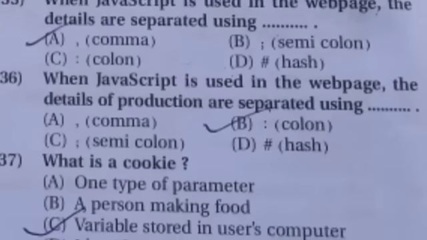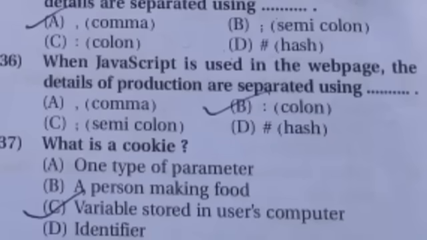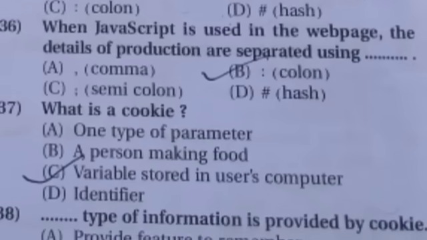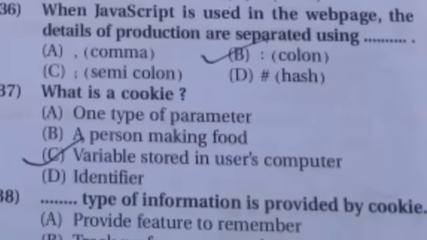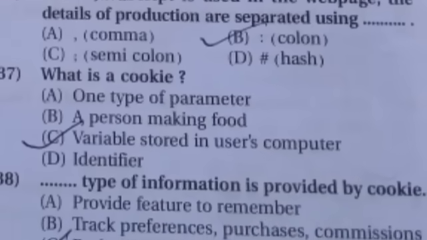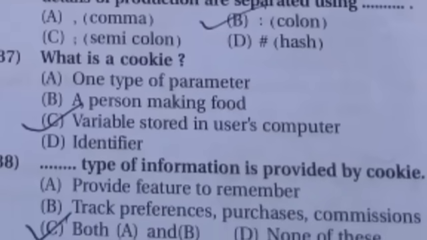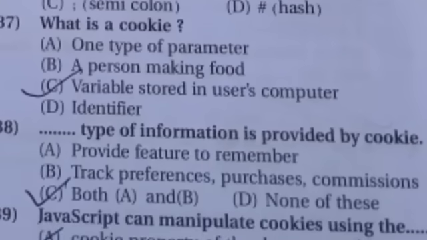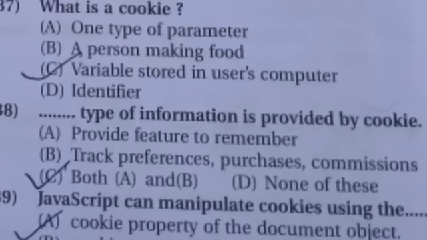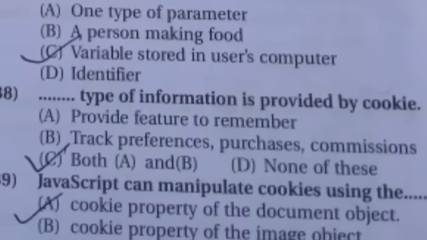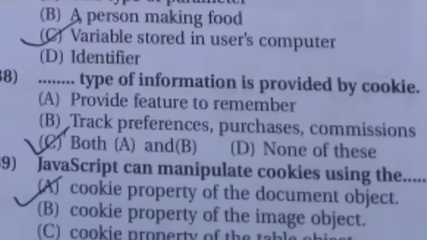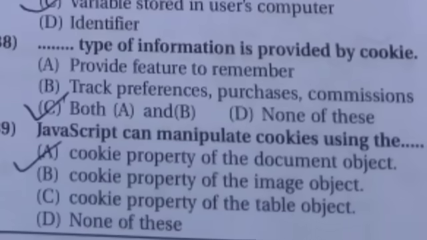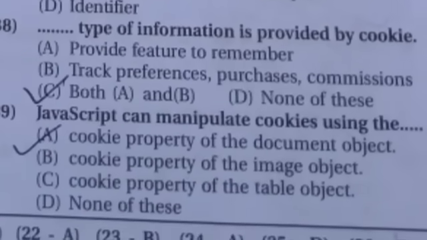When JavaScript is used in the web page, the details of production are separated using dash. So here it will be B. Clone. What are cookies? So C. Various stored is used computer. C answer. Dash type of information is provided by cookies. So C answer is both A and B.